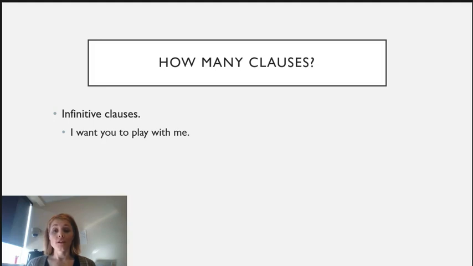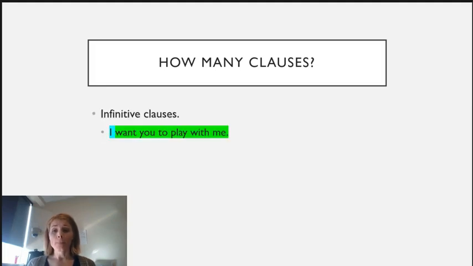So an example would be, I want you to play with me. So the infinitive verb in this is to play. And this is a sentence with 2 clauses. So we have our main clause with our subject I and predicate want you to play with me. And then we have our embedded clause with our subject you and our predicate to play with me. Okay, so that's easy enough.